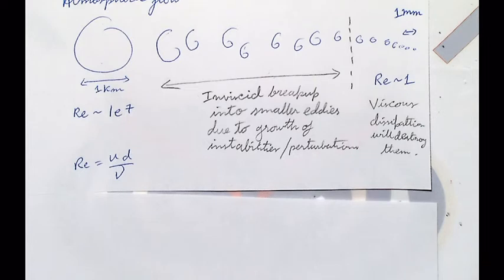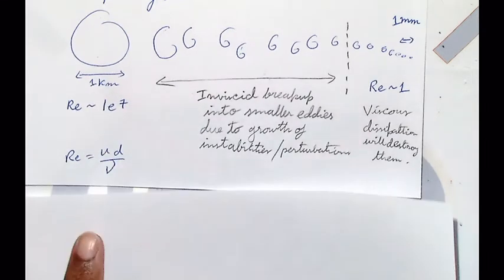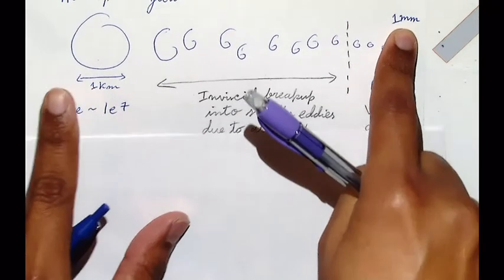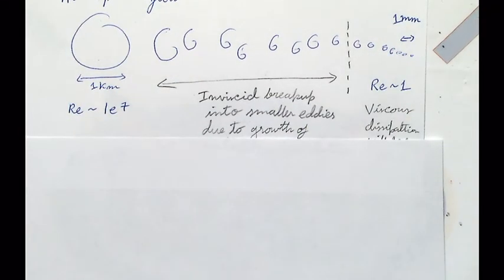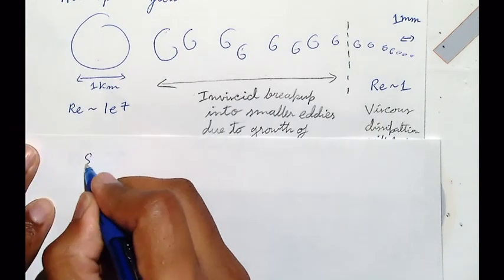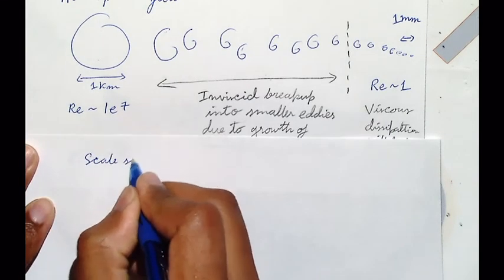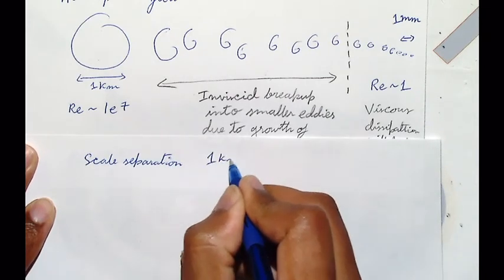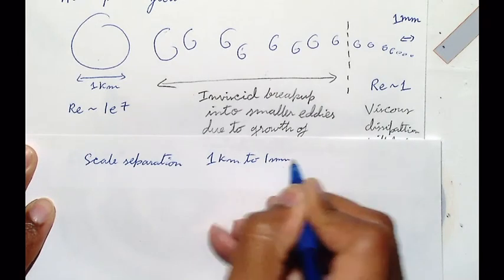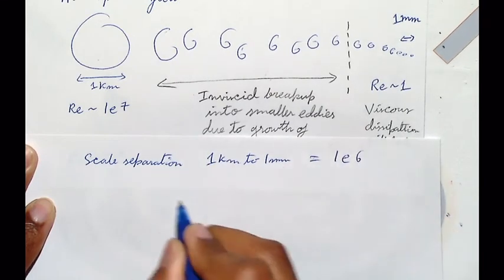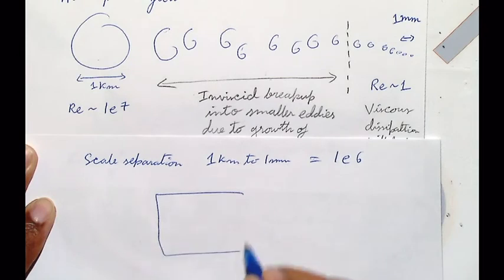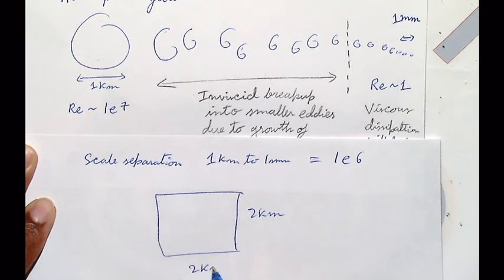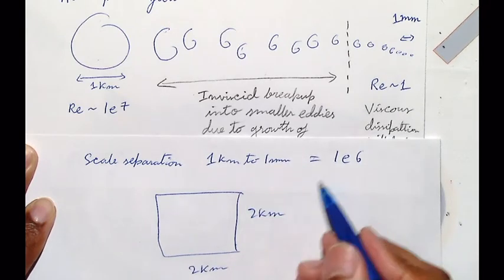Okay, so fine, simulation. All right, so here, actually, let's do a quick one. 1 kilometer to 1 millimeter. What's the scale separation? 1e6. Scale separation is 1e6. Okay, and if I told you I want my domain to be 2 kilometers by 2 kilometers, what does that mean? What's my delta x?